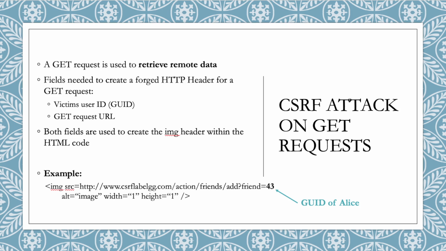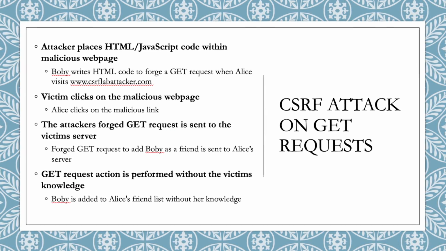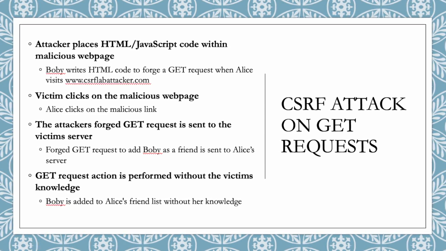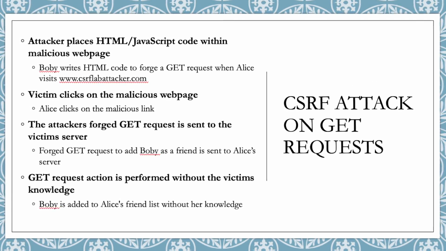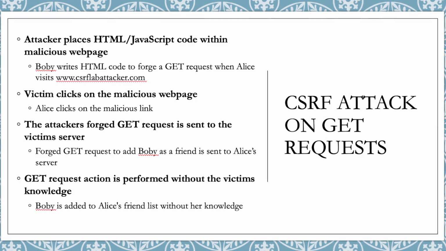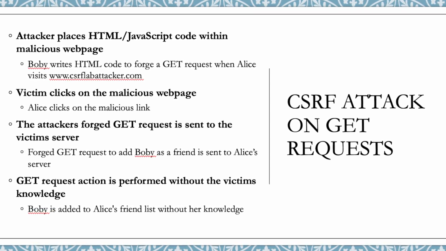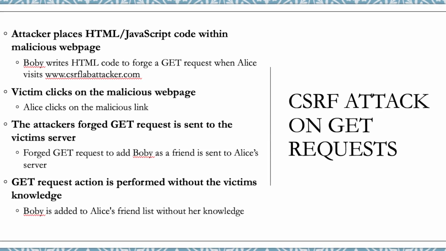Steps to perform a CSRF attack on a GET request consist of first having the attacker place HTML code within the malicious web page. Then, the victim is lured somehow to click on this malicious web page. Once they do so, the attacker's forged GET request is sent to the victim's server. Then, the GET request action is performed without the victim's knowledge.